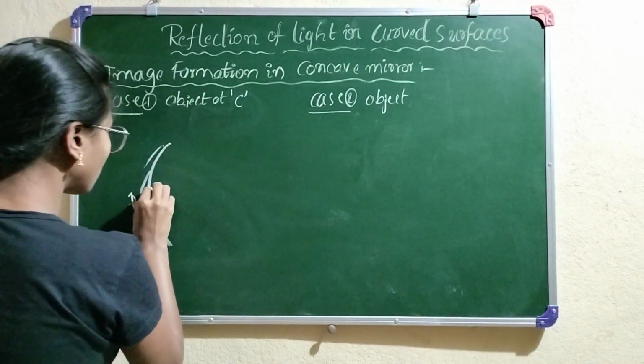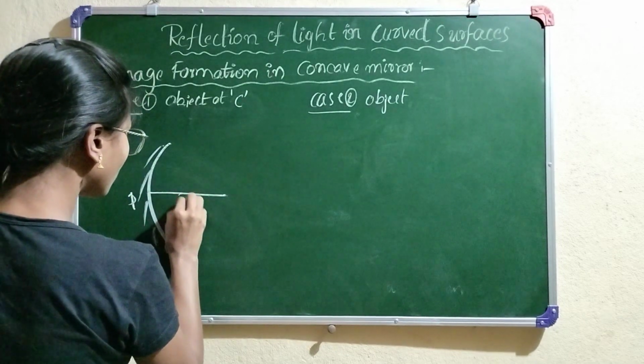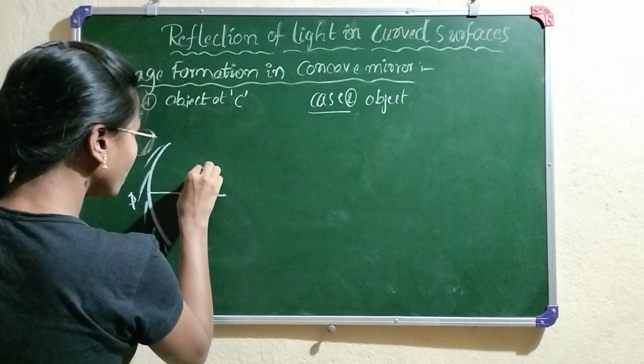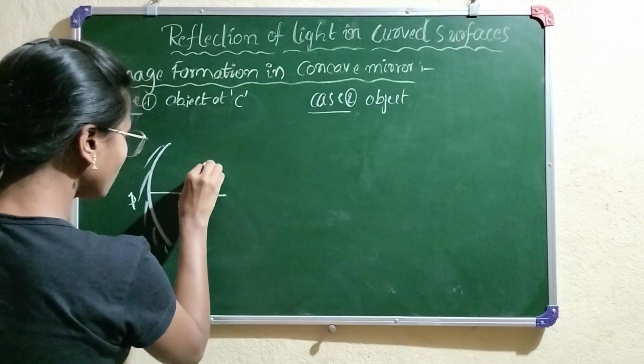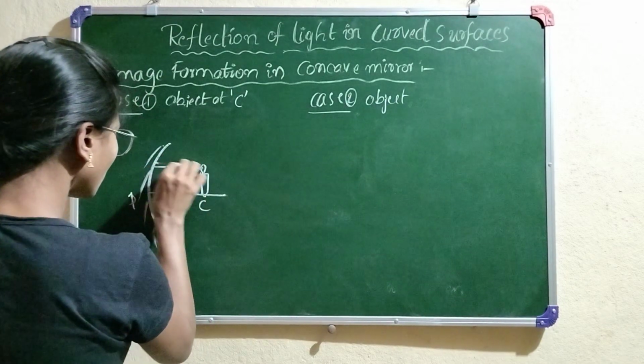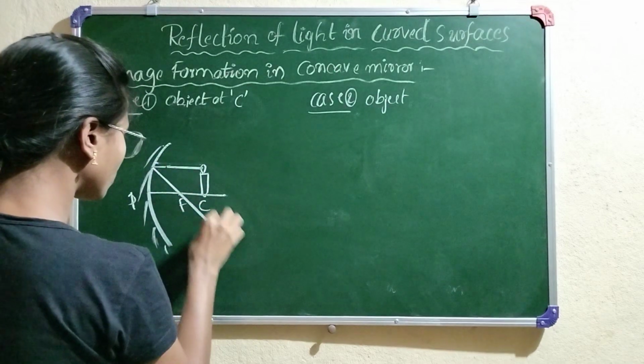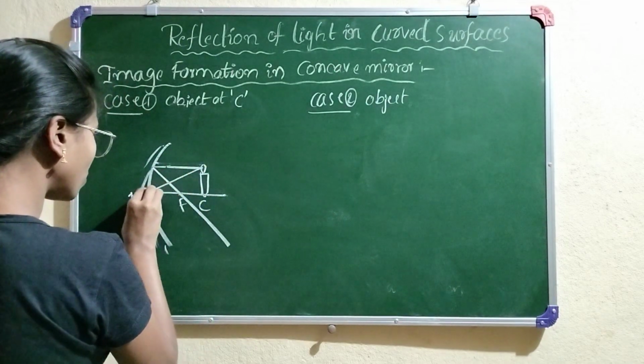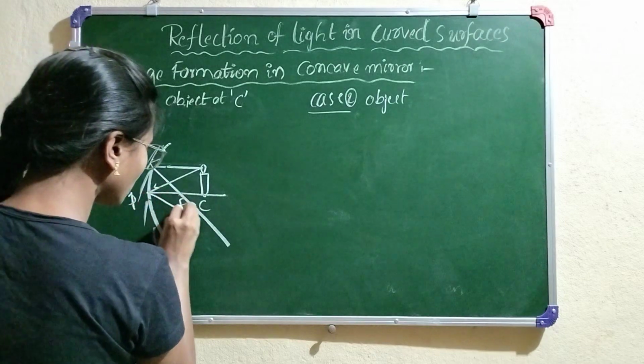I'm so sorry. Again, I'm drawing. If you are keeping an object at C, it will pass through the center of curvature. Again, one more incident ray I am taking.